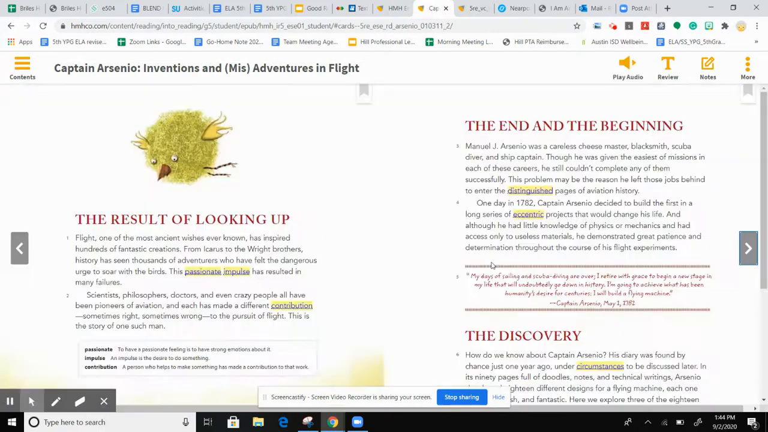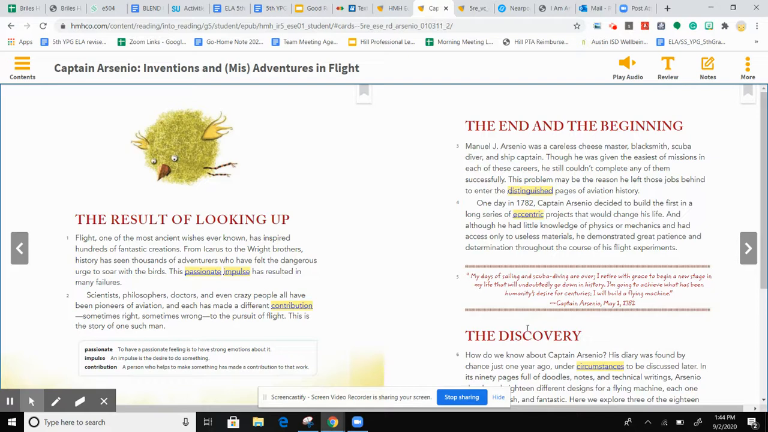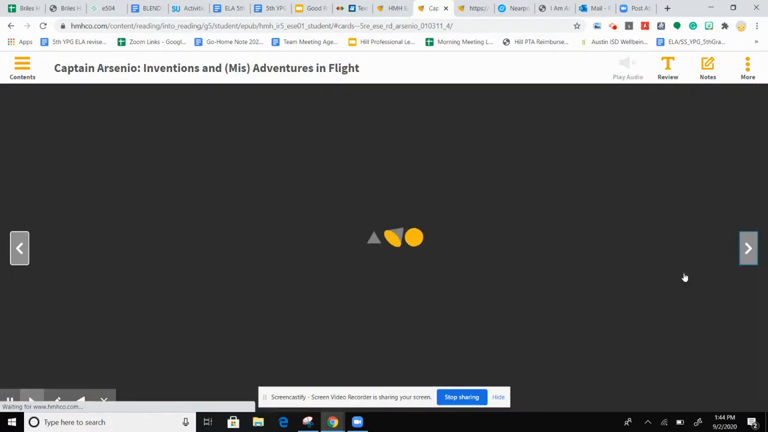So what on earth is a text feature? Well, a text feature could be the subtitles. They're all over this story, just everywhere. And then there's a pull-out set of quotes. And we can see, of course, in this textbook that there are highlighted vocabulary words. That's mostly for student use.